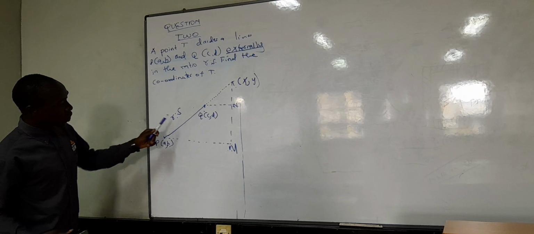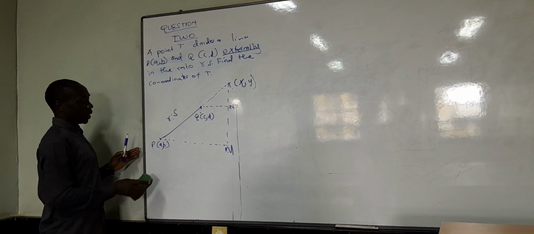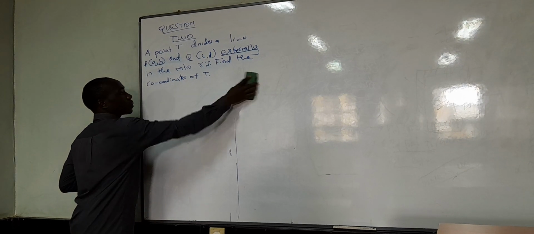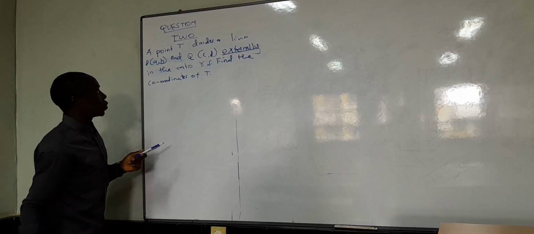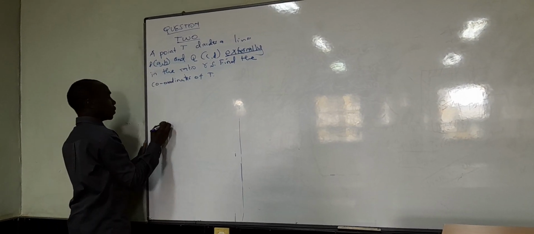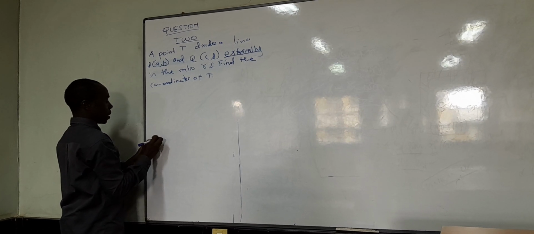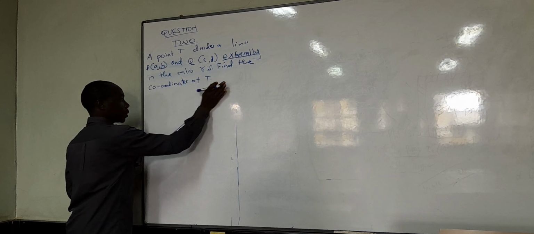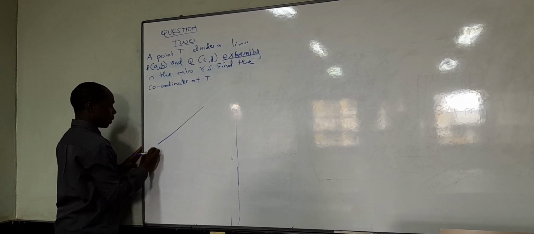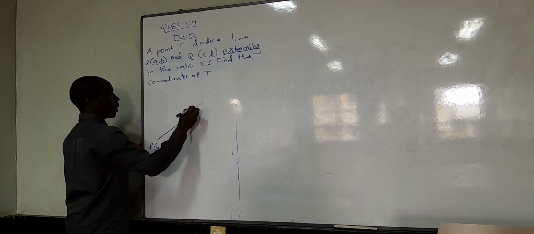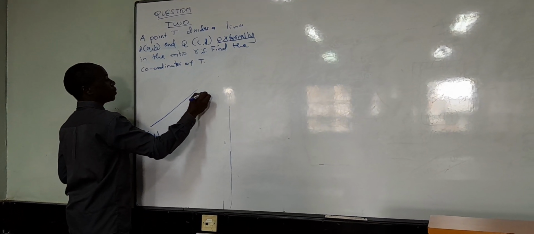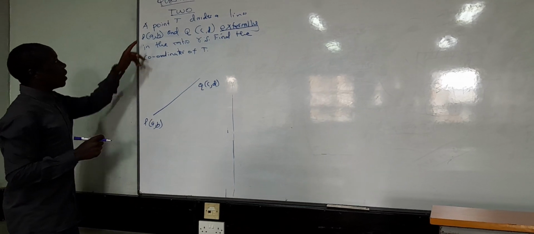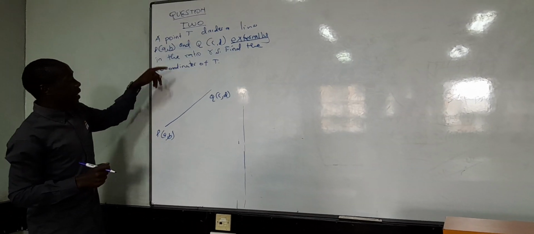Let me draw the diagram again so that you can understand it very well. The first thing you do is to draw the line PQ. So we're going to have a straight line, with P being (A, B), and then another point Q, which we've been given as (C, D). And then we have a point T that divides this line externally.